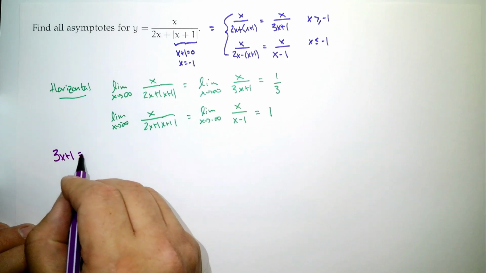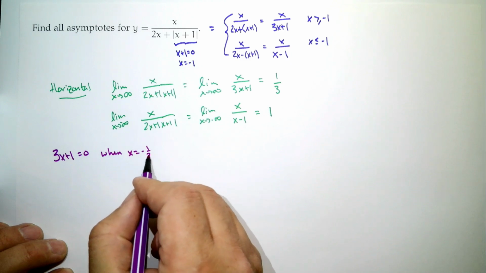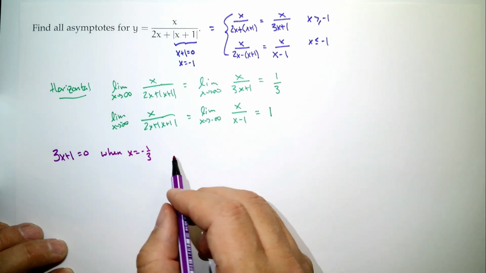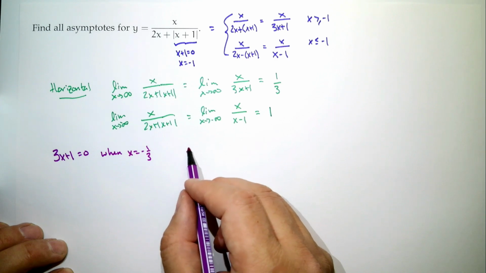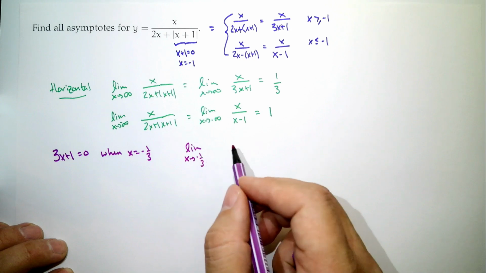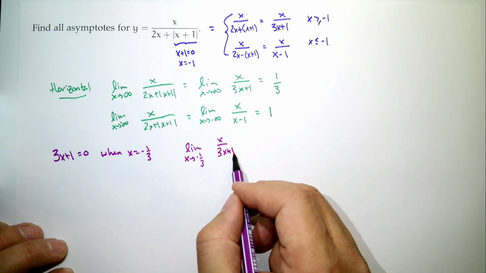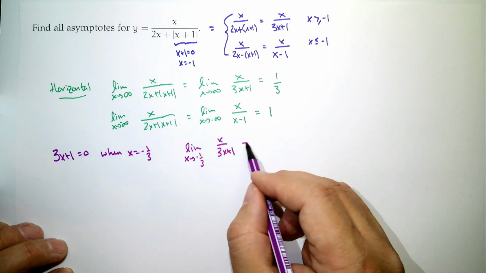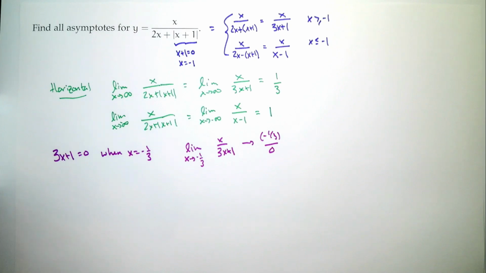So 3x plus 1 could be 0 when x equals negative 1/3. So I say, okay, well, what happens? If you look at the limit as x goes to negative 1/3 of the function x over 3x plus 1, what we'll see is it's tending to negative 1/3 over 0. Now when we see that, a number over 0, that means that some kind of blow up is happening.